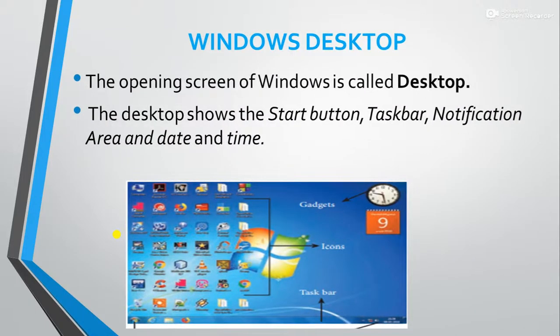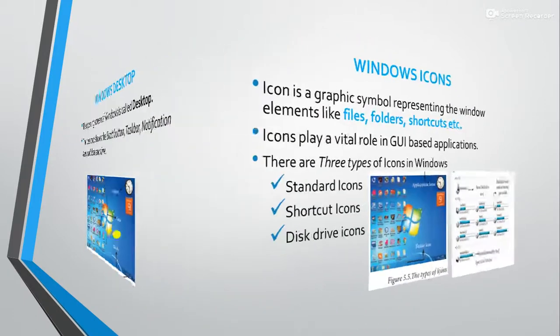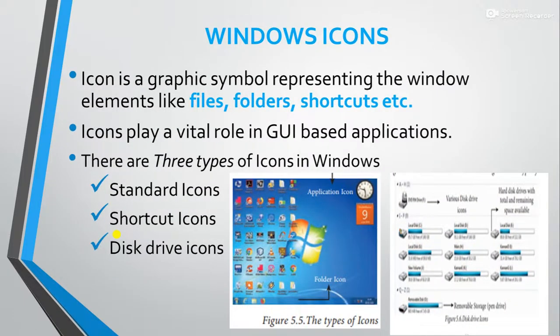What is a Windows desktop? The opening screen of Windows is called desktop. The desktop shows the start button, taskbar, notification area, and date and time. Windows icon. Icon is a graphic symbol representing the window elements like files, folders, shortcuts, etc. Icons play a vital role in GUI-based applications. There are different types of icons like standard icons, shortcut icons, disk drive icons.